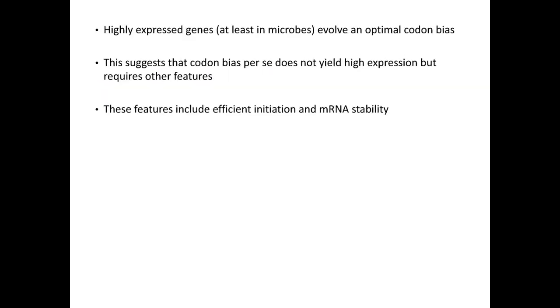And so it appears, at least in the microbes, that the highly expressed genes evolve an optimal codon bias, but that codon bias by itself isn't sufficient to give you high expression. You do require other features, for example, that affect initiation or mRNA stability.